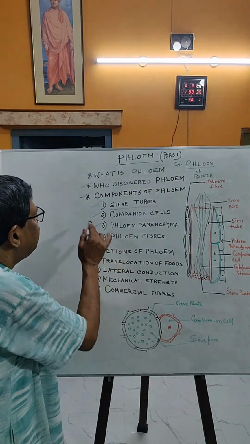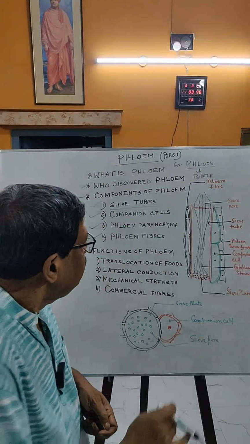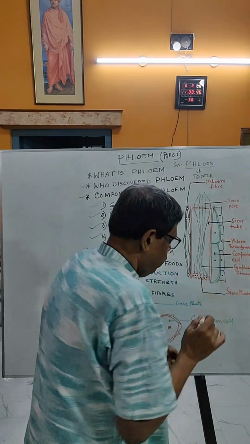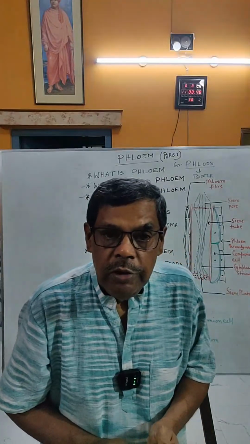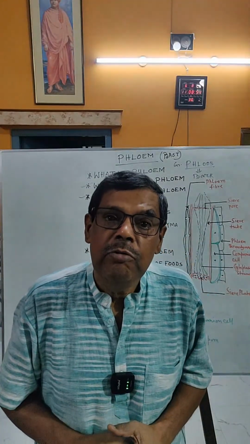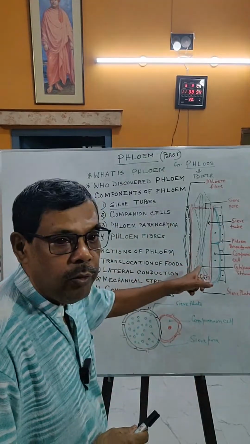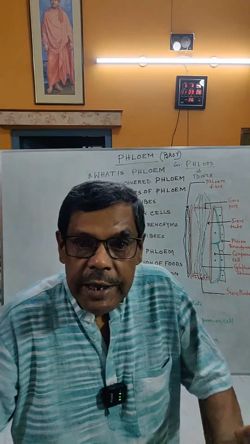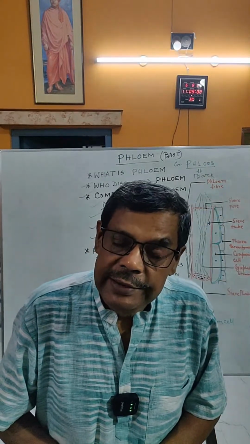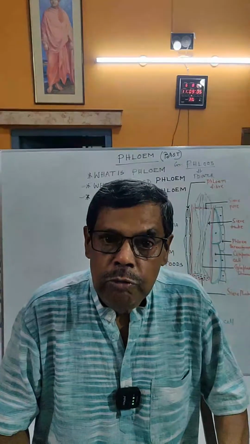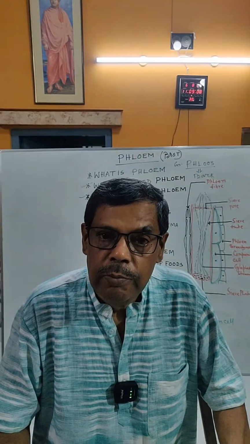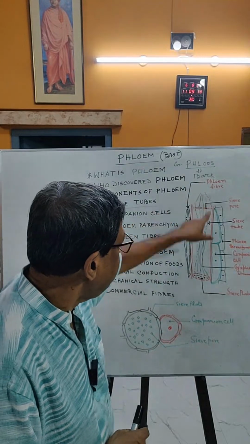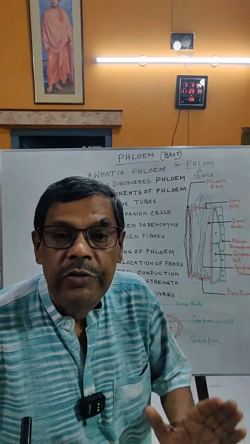Now, I will discuss sieve tubes. What is a sieve tube? A sieve tube is an elongated tubular structure which is formed by end to end joining of sieve tube cells. That is, the sieve tube is composed of sieve tube cells which are joined end to end.